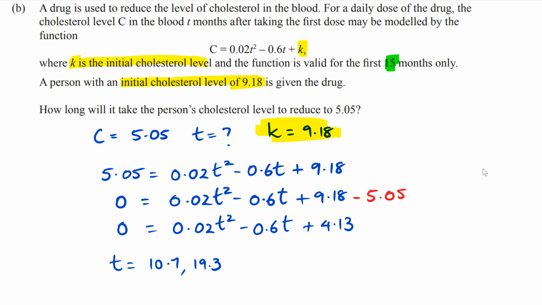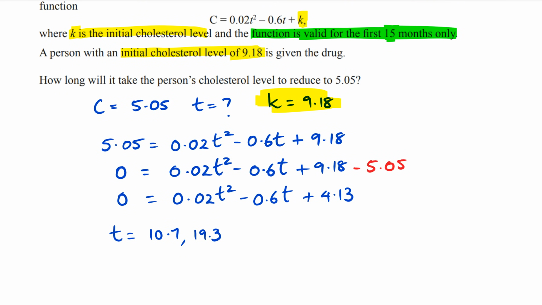But the important thing to understand is that t was months. So we got 10.7 months and 19.3 months. But if you go back to that highlighted part in green, the function is valid for the first 15 months only. That means t cannot equal 19.3. So you have to actually say that t is equal to 10.7 as 19.3 is bigger than 15, to say that you only have one answer.